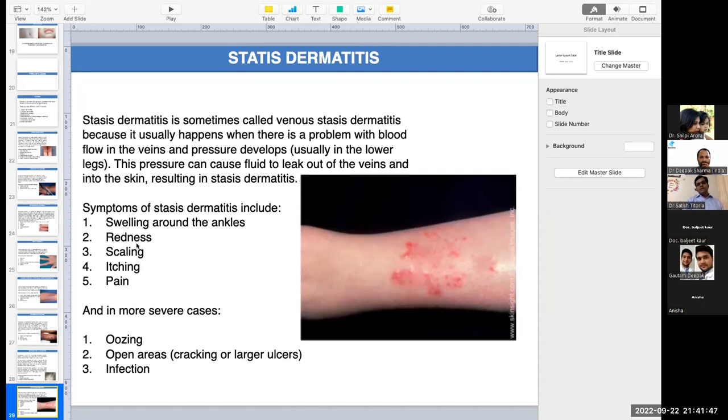Symptoms are swelling, redness, and scaling. Sometimes there can also be darkness of that particular area. And if bacteria are superadded, there can be oozing or cracks.